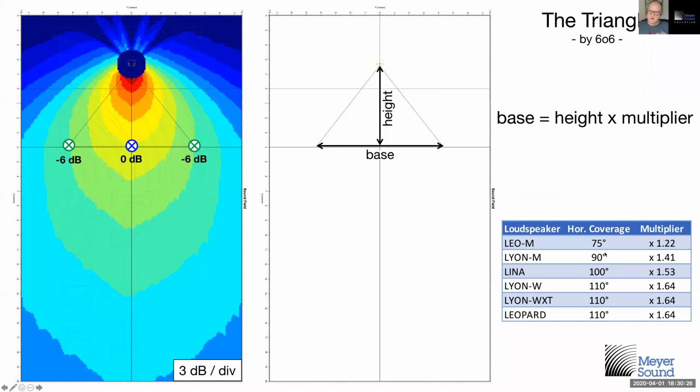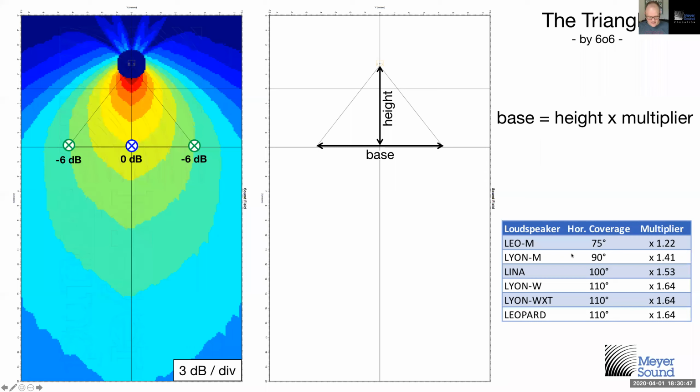And LEO M, according to the data sheet, is 75 degrees. LINA M is 90 degrees. LENA is 100 degrees. And LINE W is 110 degrees. The LINE WXT is 110 degrees. And the LEOPARD is 110 degrees. And in the third column, you see the multiplier that you need to use for those particular products.